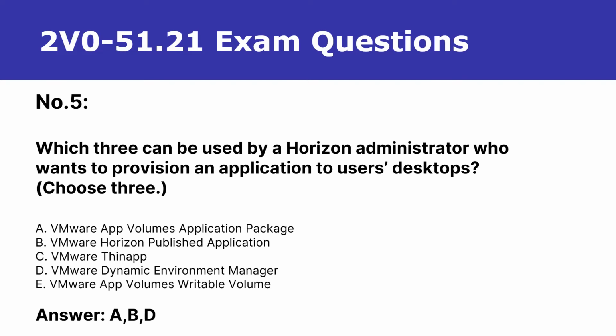Number 5. Which 3 can be used by a Horizon administrator who wants to provision an application to users' desktops? Choose 3. A. VMware App Volumes Application Package. B. VMware Horizon Published Application. C. VMware ThinApp. D. VMware Dynamic Environment Manager. E. VMware App Volumes Writable Volume. Answer. A, B, D.